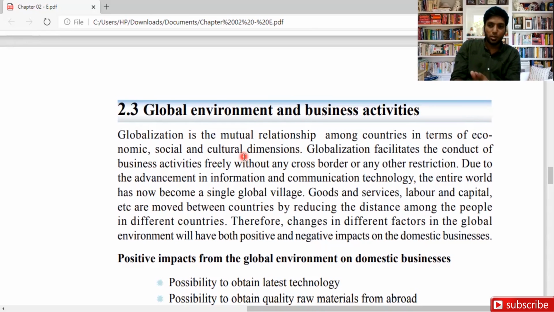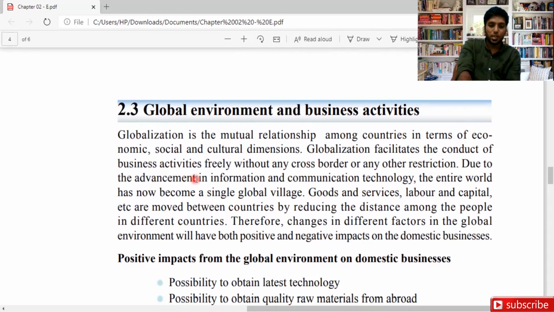But it doesn't mean they are not also humans. We are also humans. But when it comes to globalization, at certain times their culture can come to our country and destroy our culture. At certain times our culture can go to their country and destroy their culture too. So globalization facilitates the conduct of business activities freely without any cross-border or any other restriction.